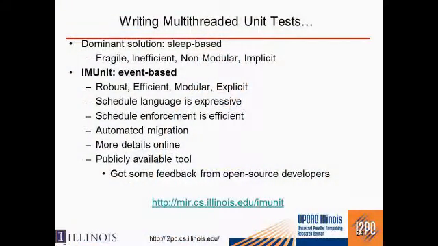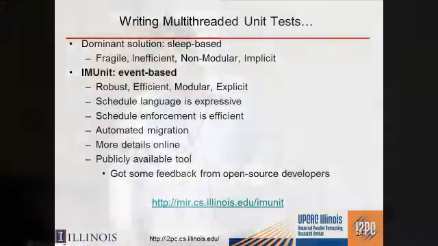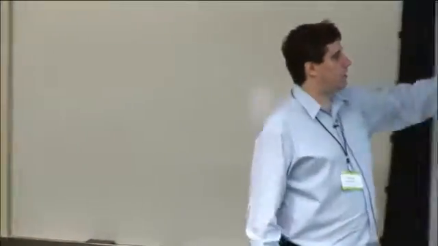So basically, just to summarize on this immunity. It's a way to write these multi-thread unit tests. The currently dominant solution in practice is using these sleep-based tests, despite all the problems that they have. So immunity addresses those problems, and this schedule language is expressive, and our execution is efficient. We have also a tool to help you migrate from these old traditional sleep-based tests to the new things.